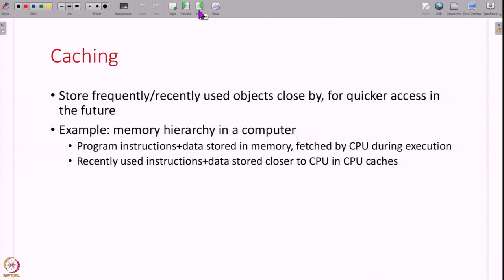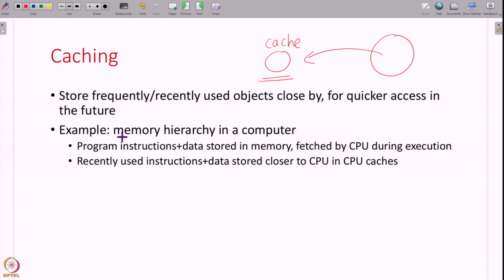So what is caching? If there is some information or some object that is very far away, and you have gotten it over a long distance and used it once, then you might want to keep a copy. You might want to save this copy in a cache so that in the future you do not have to get it again, for quicker access in the future.